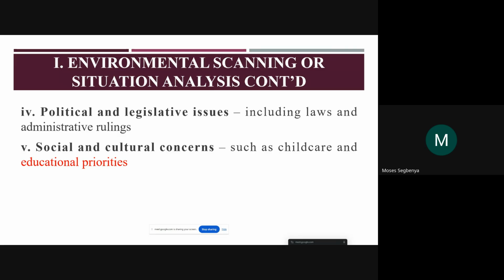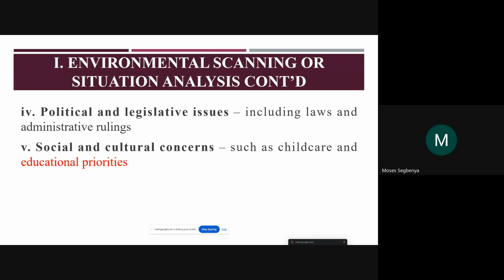Assuming for the past 8 or 9 years, you have been a proprietor of a private secondary school in Ghana, you will see, just by a simple political decision of introducing free SHS, the effect that it will have on you. That is a political and legislative issue.